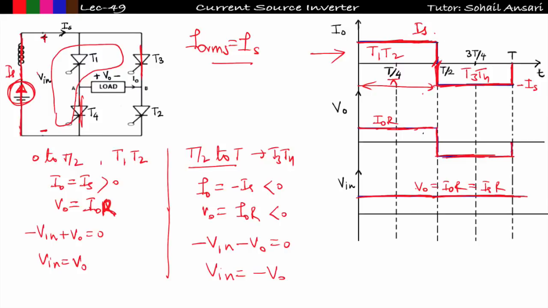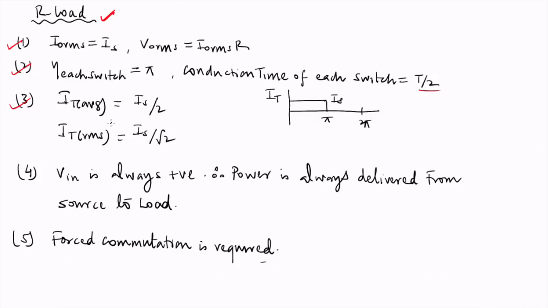So I can say that each thyristor is conducting for pi only, and whose peak value is equal to IS, that is the source current. So IT average will be equal to IS by 2, that is the peak value of current IS, into from where to where it is conducting, from 0 to pi. So pi upon 2 pi will give you IS upon 2, and IT RMS will be equal to IS upon root 2. How to find all these things I have already discussed from the starting to end, so no need to discuss again.